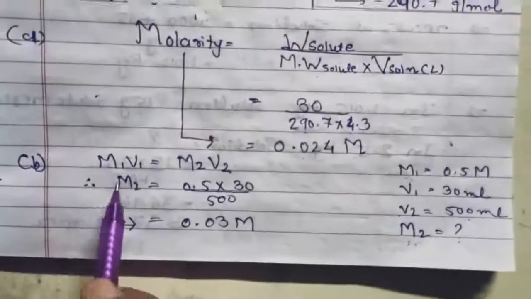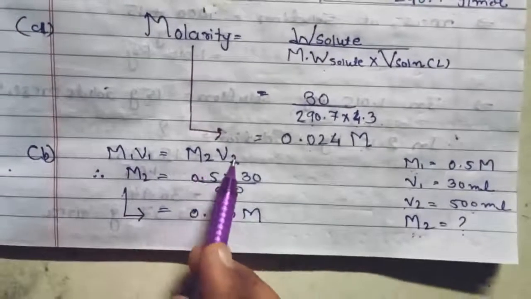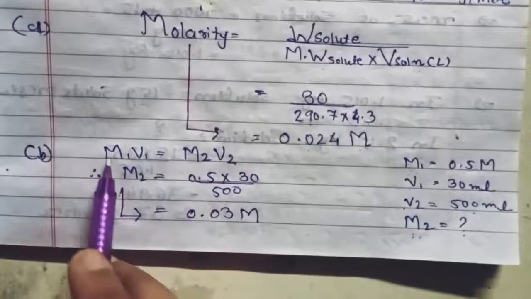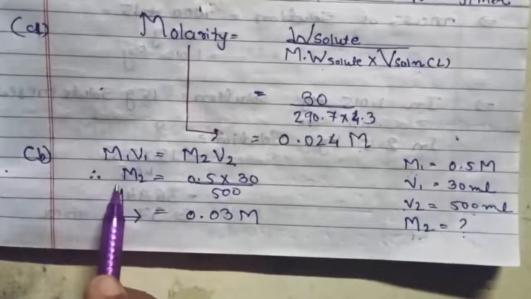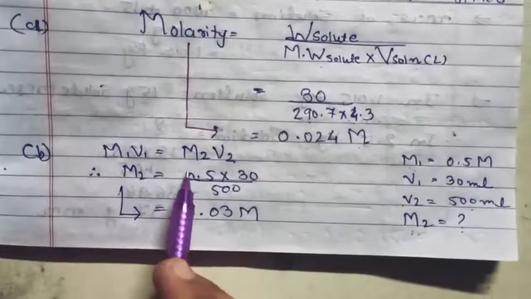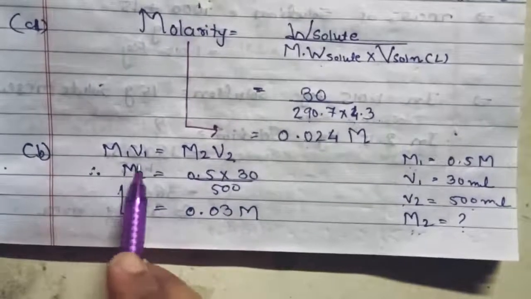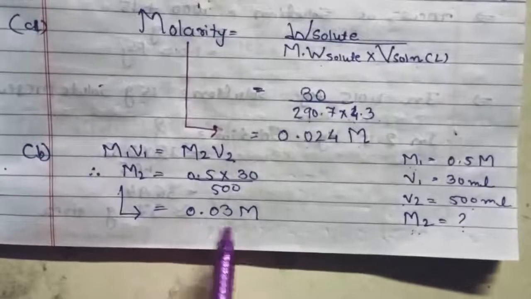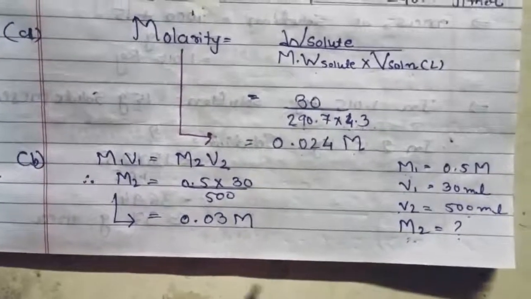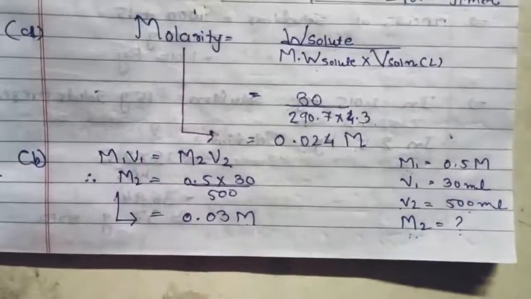So the formula will be M1V1 equal to M2V2, right? In this formula, separate the M2 and rearrange the formula, so you will get M2 is equal to 0.03 molar. Right, तो हमने दोनों सॉल्यूशन के लिए मोलारिटी फाइंड आउट कर ली.